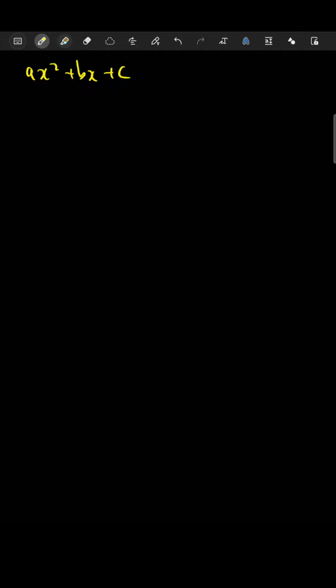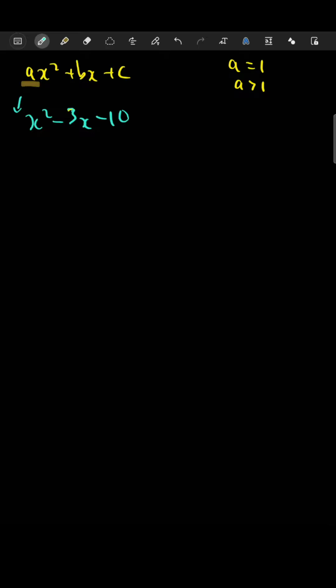The first thing to observe is the value of a, because we have two cases: where a is equal to 1 and where a is greater than 1. Let's start with an easy example where a is equal to 1. We would like to factor x squared minus 3x minus 10. A is equal to 1, so I don't need to write that.